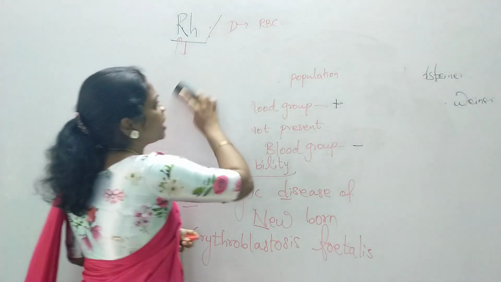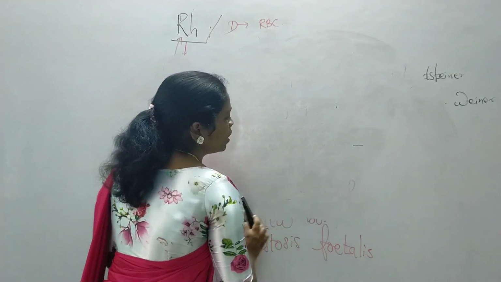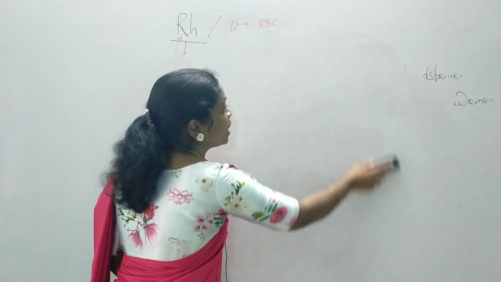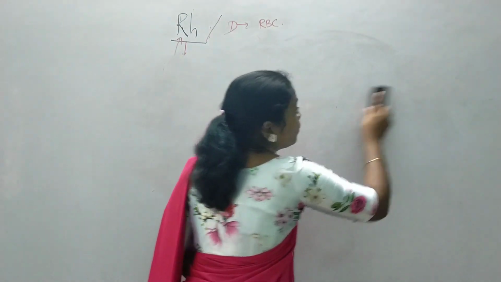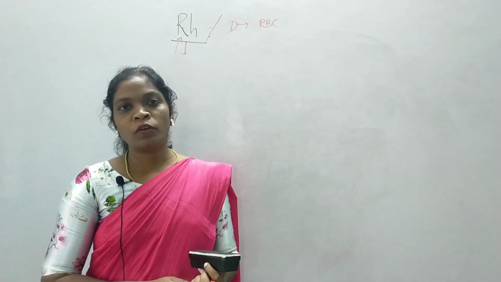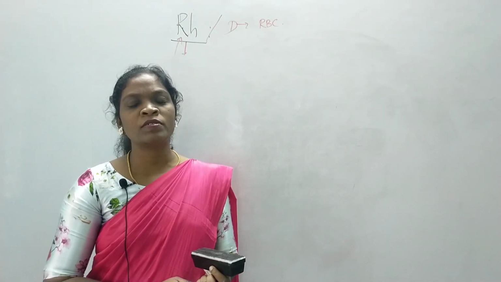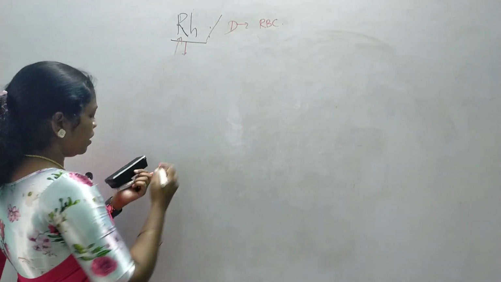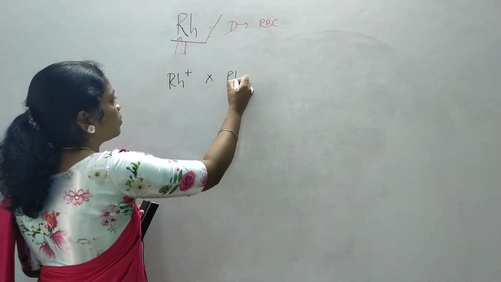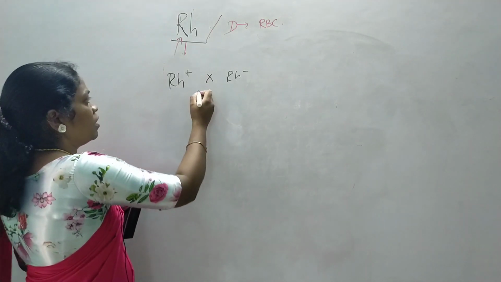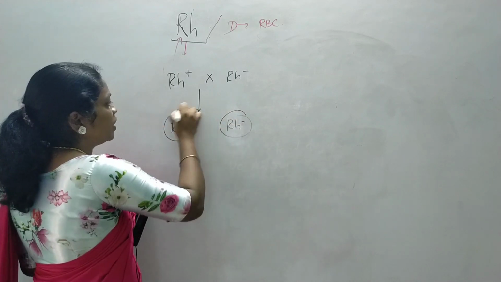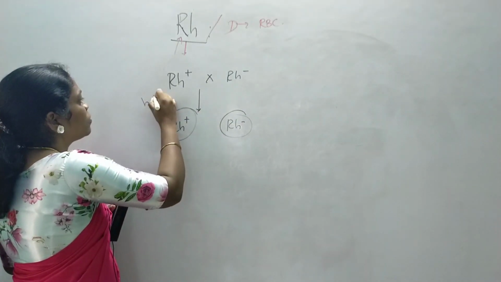Suppose this negative blood group is present in a male, that is not going to cause any problem to the developing fetus. But if a female has this negative blood group, that results in a problem known as erythroblastosis fetalis. We'll see in detail. If an RH positive man marries an RH negative woman, the child may be RH positive or RH negative. There are 50 and 50% chances if the father is heterozygous for this blood type.